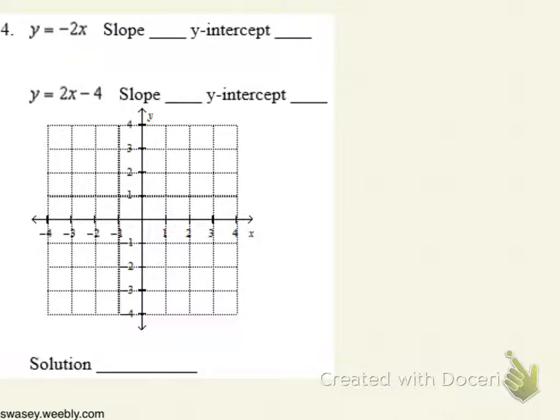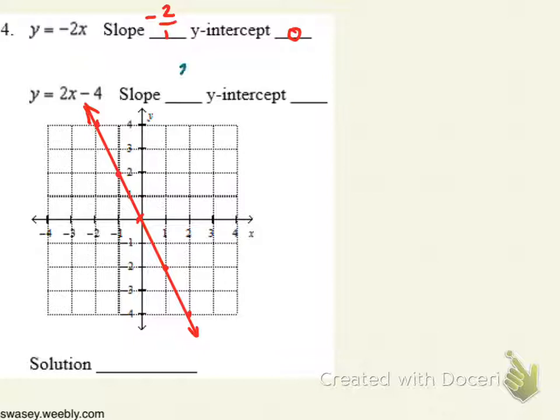Here we want to solve by graphing. So for the first line we have a slope of negative 2 over 1 and a y-intercept of 0 because we don't see it. So start at the y-intercept, start at the 0, plot a point, and then rise a negative 2, which means go down 2 and to the right 1. So the first line is graphed.